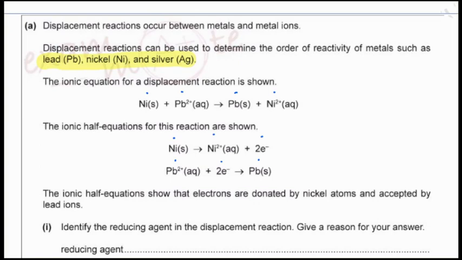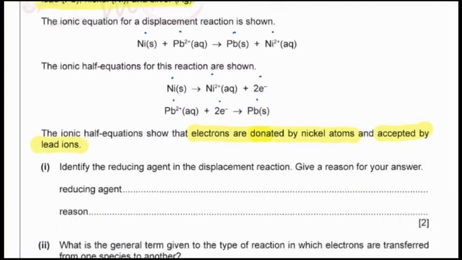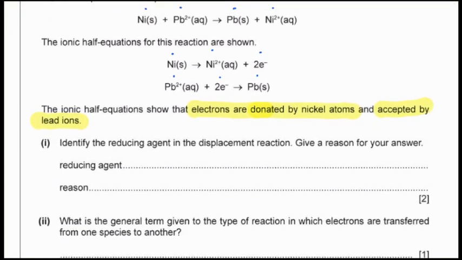The ionic half equations show that electrons are donated by the nickel atoms and they are accepted by the lead ions. Identify the reducing agent in the displacement reaction. So a reducing agent is the one that has itself been oxidized. Well, in this case, in the nickel's case, we're going from 0 to plus 2. A 0 to plus 2 is an increase. An increase is oxidation, which is in fact loss, and it makes us the reducing agent.